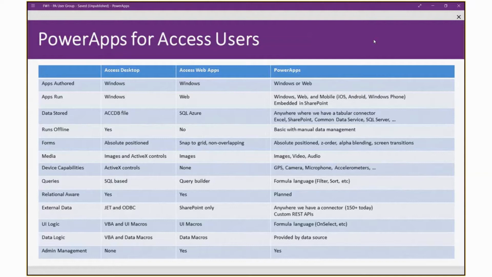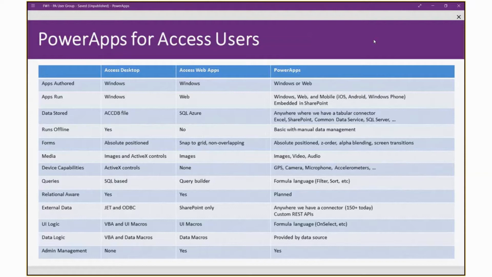Access Desktop had absolute position forms. Access Web Apps had the snap to grid. It was absolute position, but you were limited to where you could put things, and it was non-overlapping. One of the strengths of PowerApps is that you can make screens that look exactly the way you want. With absolute position, Z-ordered, alpha blended, screen time distance, we're trying to come up with a great experience that a mobile user would go, yeah, that's a great mobile app. I expect that kind of interaction and visuals that you would get from a nice mobile app, that's the kind of thing we want to be able to produce in PowerApps. There's a lot of emphasis on making it visually very appealing and having a WYSIWYG experience for creating that.